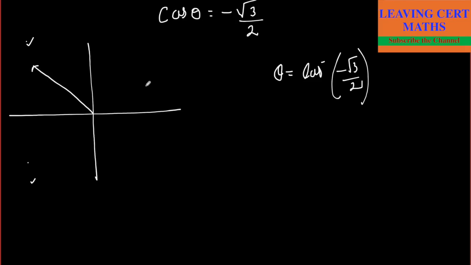But this is not your reference angle. This angle is 30 degree, and this is 150 degree. How will I plot the second line? The second line will be just 30 degree. Because if you make 150 degree in this quadrant, it will lie here. So we have to work on the reference angle. Our reference angle is 30 degree. So we have plotted.